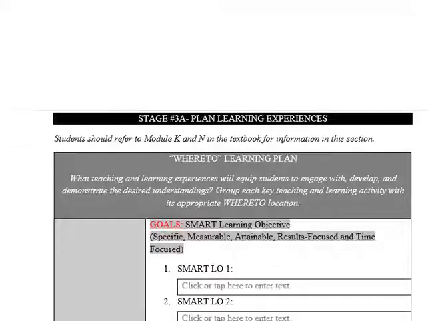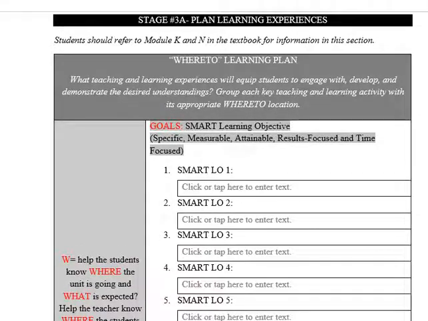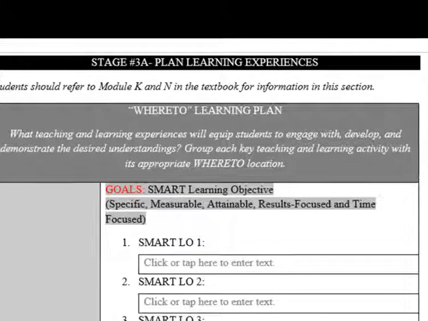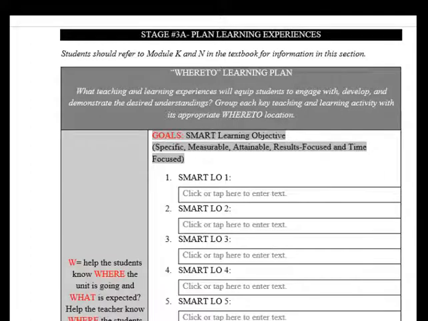For Stage 3, this is where we begin to focus on our learning plan. We want to think about what type of teaching and learning experiences we would like our students to engage in, in order to make sure that they are able to develop and demonstrate those goals, those understandings, that deeper learning that we would like for students to experience. The way that we are going to do that is using the WHERETO elements.